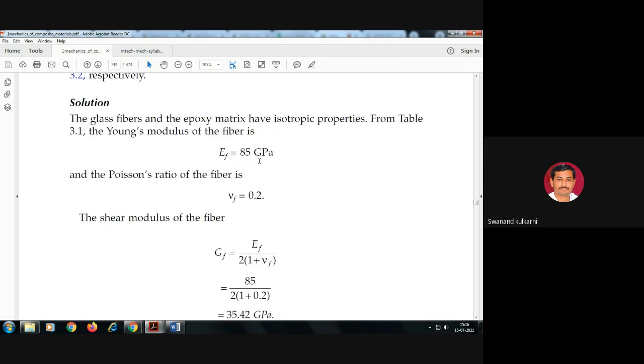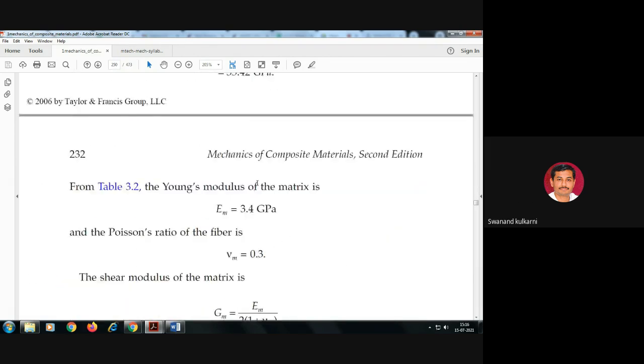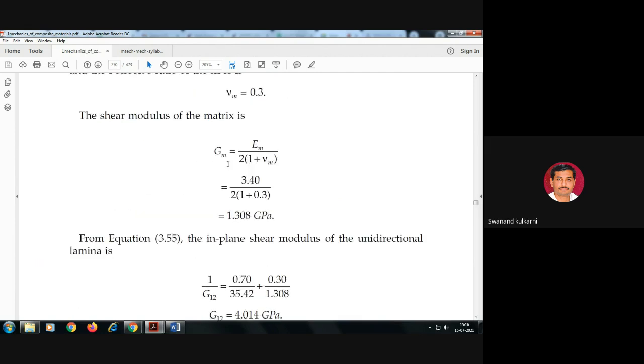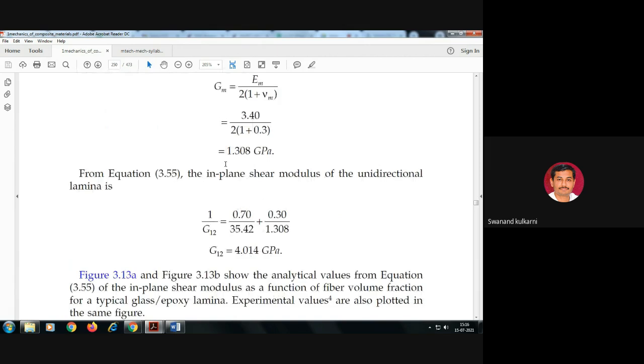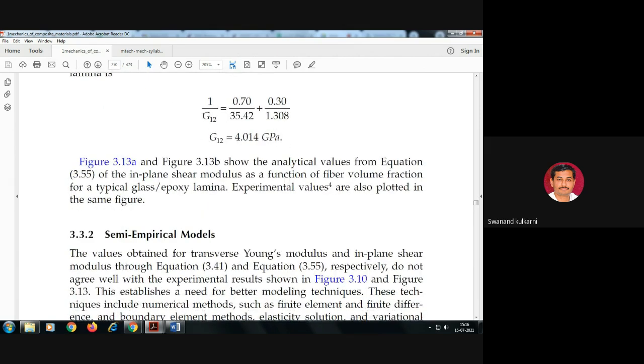Likewise, for the matrix material also we can calculate. The same thing we can calculate for fiber and matrix material separately. We all know this common formula, which we used in the second year also: shear modulus is equal to Young's modulus divided by 2 into bracket 1 plus Poisson's ratio. This formula is used to calculate the shear modulus of the matrix, the shear modulus of the fiber, and then finally the shear modulus of this composite material.